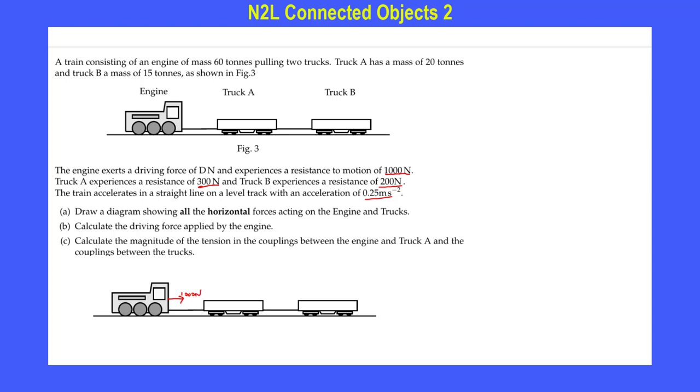So I first of all put my resistances on. I know the acceleration is 0.25 meters per second squared. I know also there's tension in the couplings, and notice the tensions are different again because it's different couplings, and I've got a driving force.